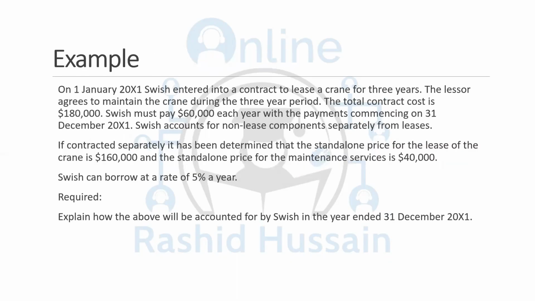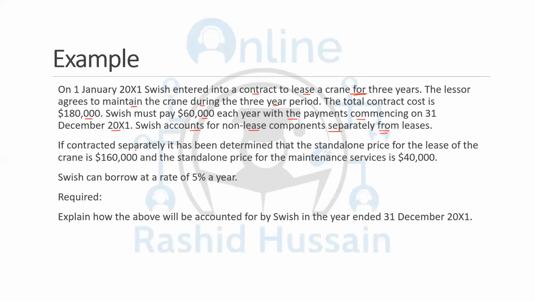We have an example just to understand the concept. On 1st January 20X1, Swish entered into a contract to lease a crane for 3 years. The lessor agrees to maintain the crane during the 3-year period. The total contract cost is 1,80,000. Swish must pay 60,000 each year, with the payments commencing on 31st December. That means when you are making payment at the end of the year, this is lease payment in arrears. Swish accounts for lease and non-lease components separately.